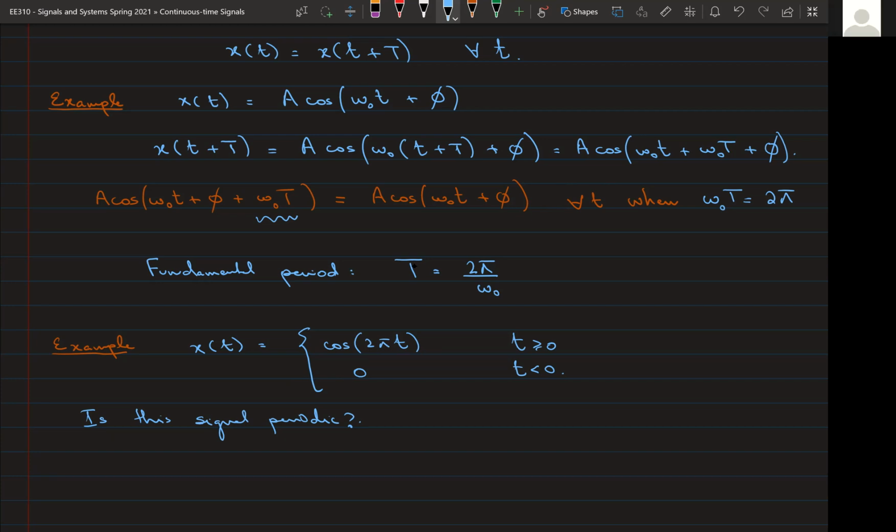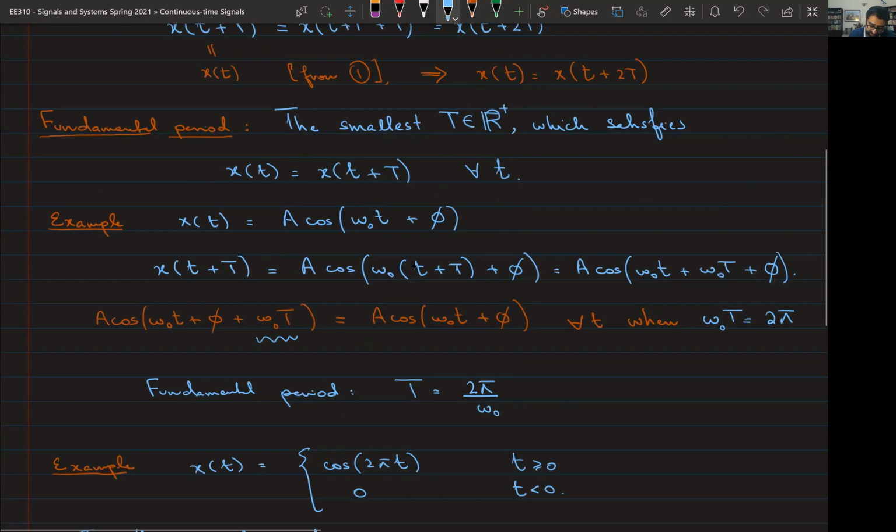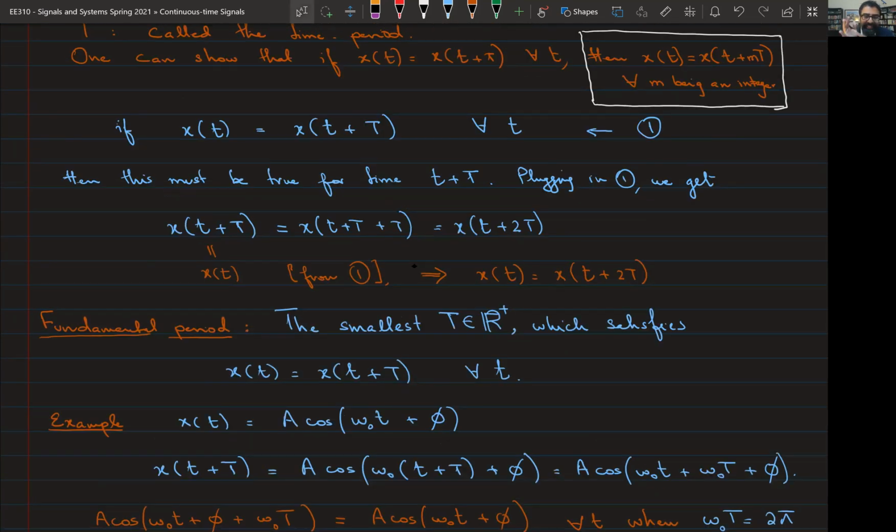Let me make a point of clarification here: periodicity is a property of a signal, and it's not a function of ranges. As far as this definition was concerned, this needs to be satisfied for all t, for all t belonging to the real set. I cannot say that it should be satisfied for a while and still call it periodic, right? So this must be satisfied for all time instances for the signal to be called a periodic signal.